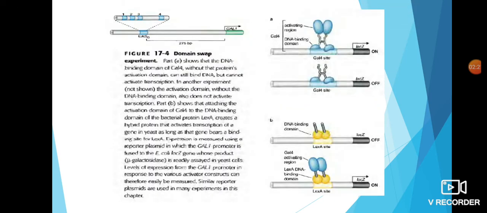Now the second experiment which we are going to study today is the domain swap experiment. To understand that, I will give you a little bit of information first. We need to know that the DNA binding domain will bind to the specific responsive element or specific sequence where it can bind, and the activation domain may dimerize and interact with the basal transcription factor. So we are going to construct one reporter gene, which is shown here, LacZ.